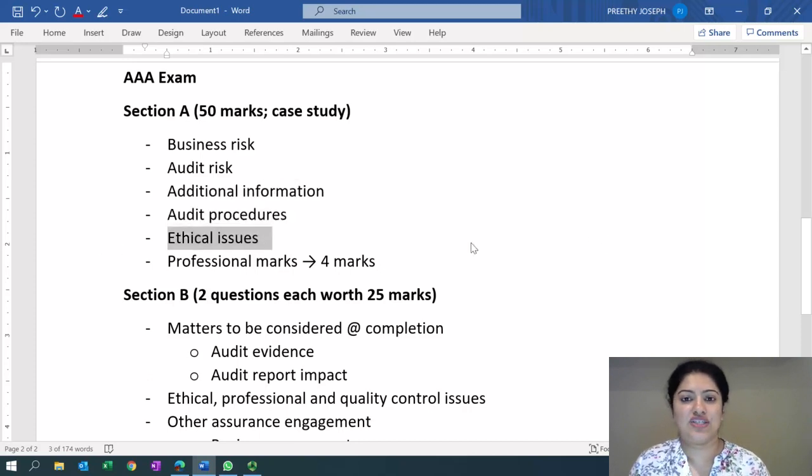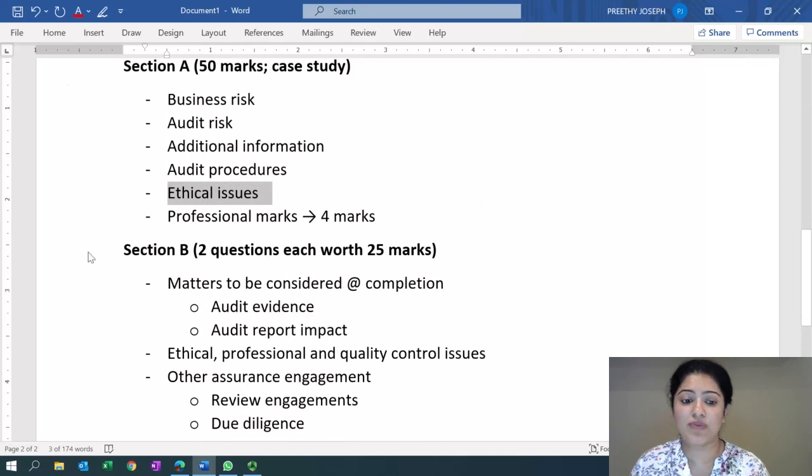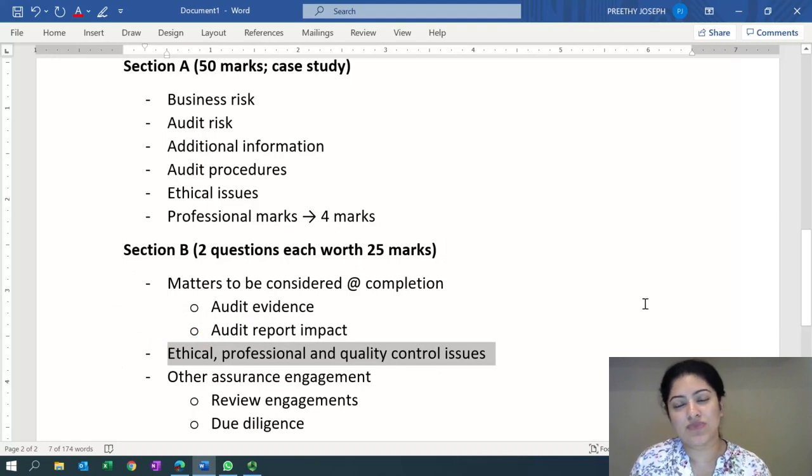Then you have ethical issues. Ethical issues are tested in section A of the paper, and they can be tested in section B of the paper as well. In section A of the paper, it is a very small amount of marks allocated to it, so maximum 6 to 8 marks. But in section B of the paper, it will be a full-blown 25-marker question. Again, they may put something else in between in that question, so it's not necessarily the full 25 marks will be on ethical. There can be other aspects as well.